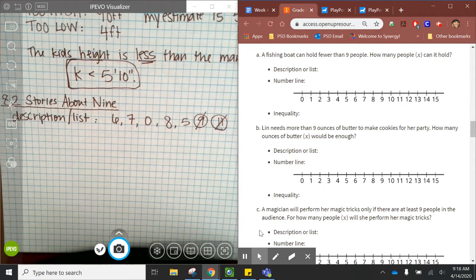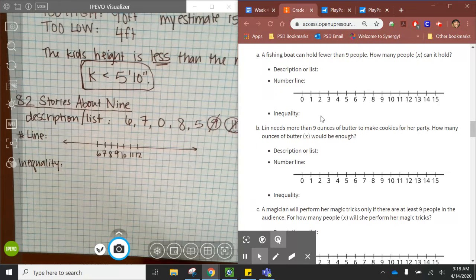Next, I'm going to work on the number line. All right, so I've set up my number line.